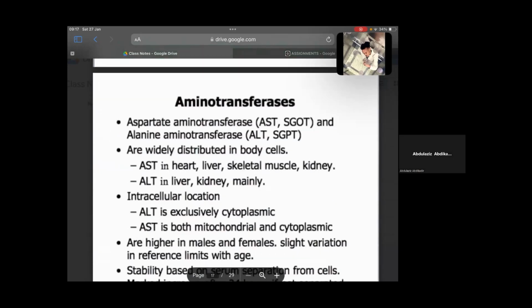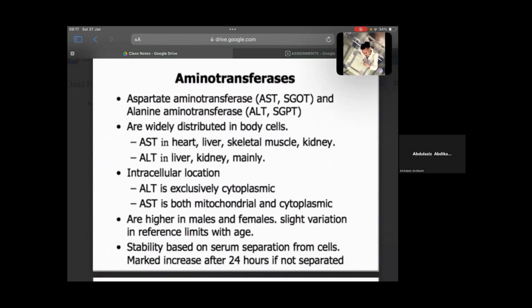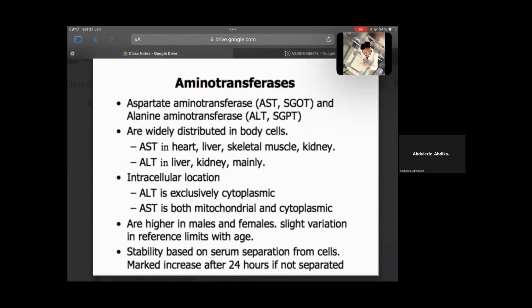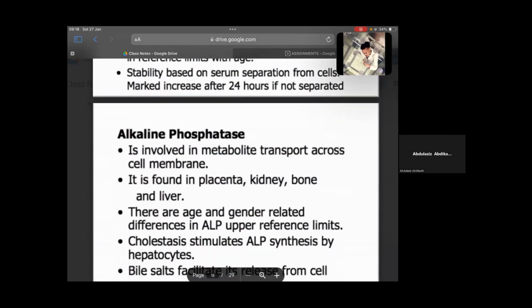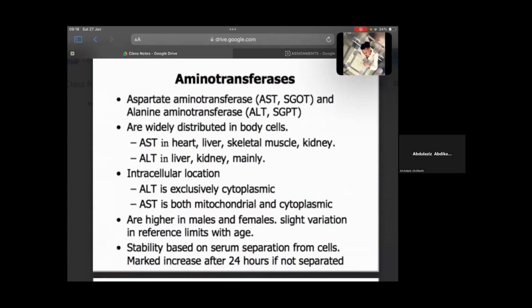So we covered the aminotransferases, the AST and the ALT. Here, there's nothing much you need to know. Just know that the AST and the ALT are markers of liver injury. The AST to ALT ratio: if the AST is twice the ALT, it's a marker of cirrhosis. If the ALT is more than AST, it's a marker of hepatitis or any other liver injury. So the AST is found, I told you, in the heart and in the liver. Remember, the cardiac biomarkers you were covering. The ALT is found mainly in the liver and kidneys. The AST is both cytoplasmic and mitochondrial. The ALT is cytoplasmic. That's an MCQ question.